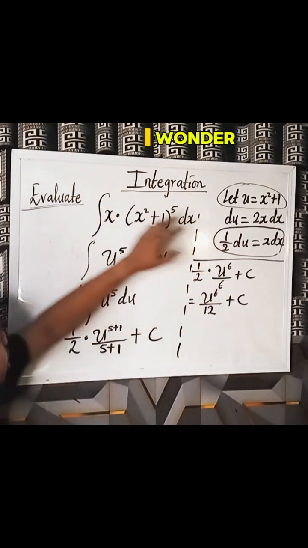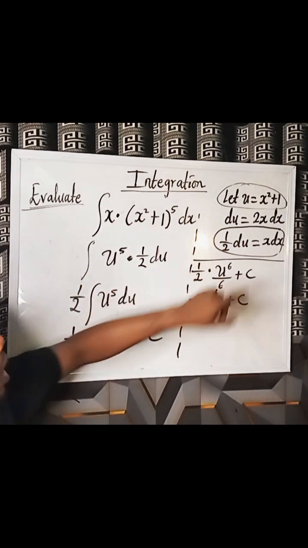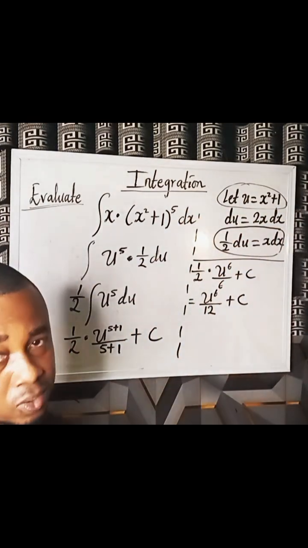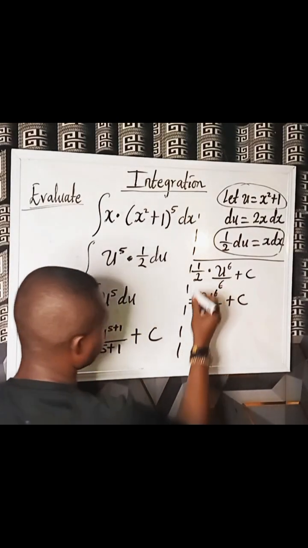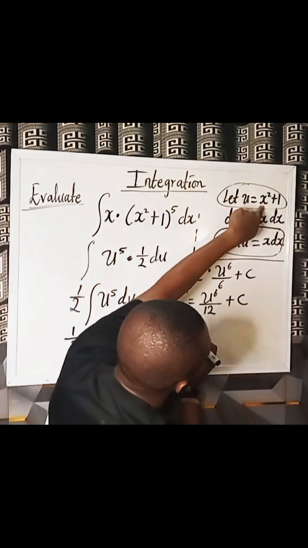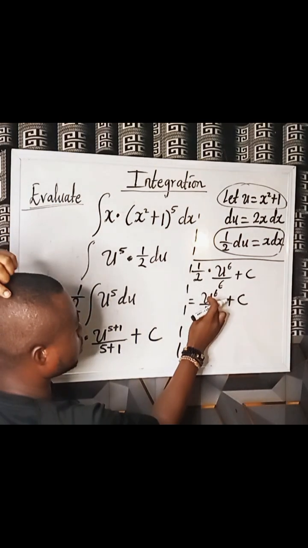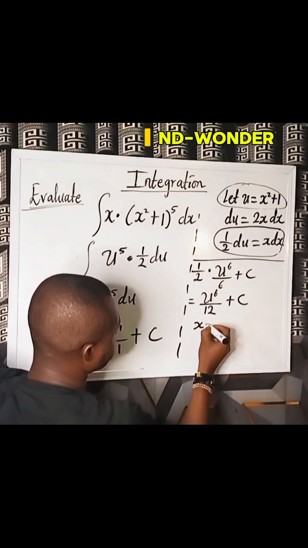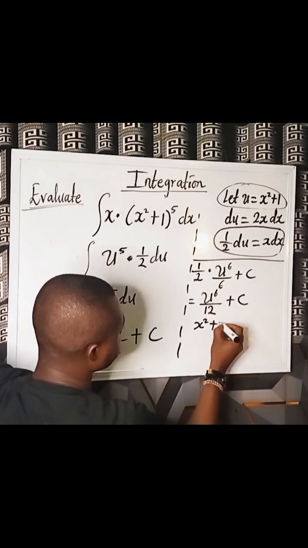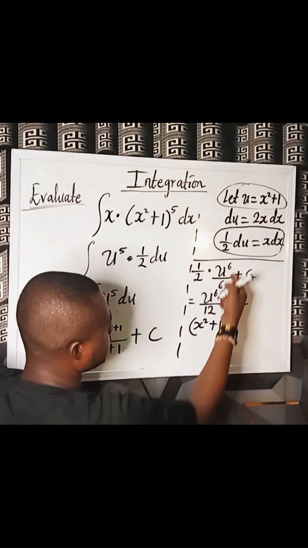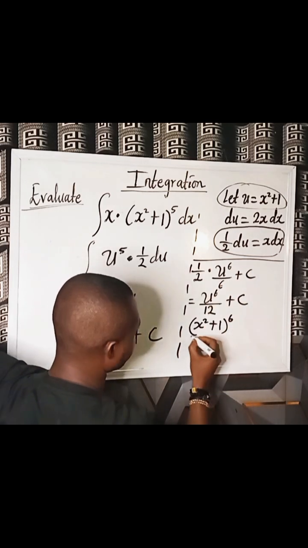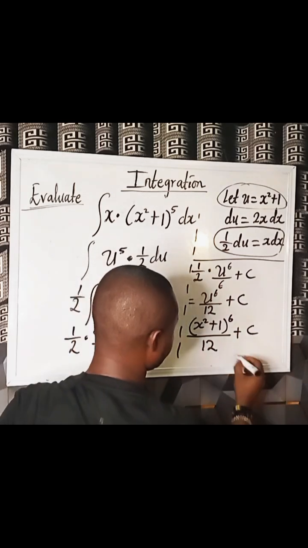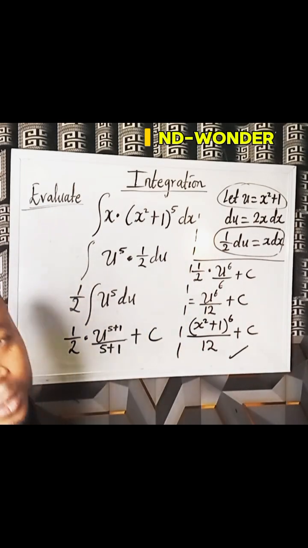But remember, initially we had values as x, and this x was substituted. So we need to plug the x back into the function. So we say that u is x squared plus 1. What we have here is u raised to power 6, so that becomes (x squared plus 1), which is now the new base, raised to power 6 over 12. Then plus the constant of integration. This becomes our final answer.